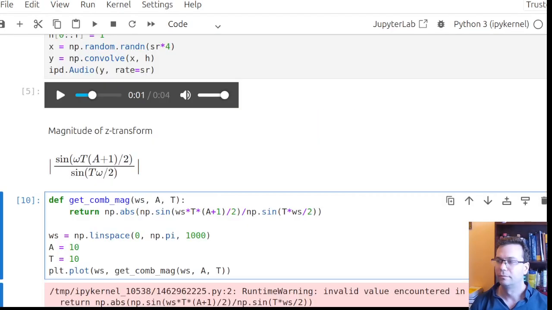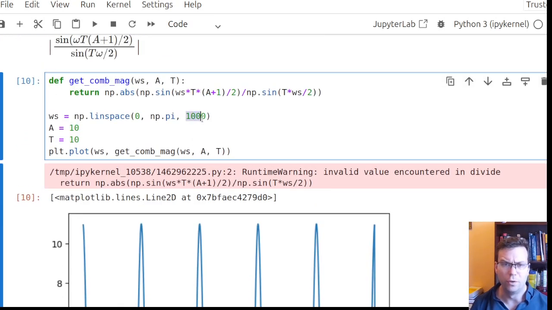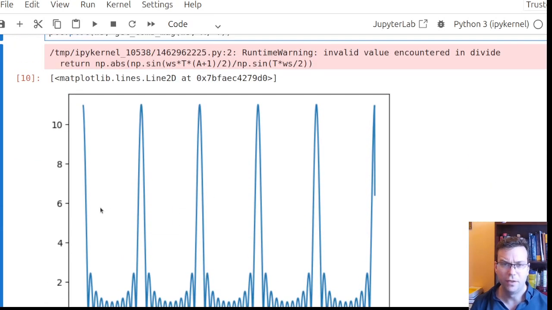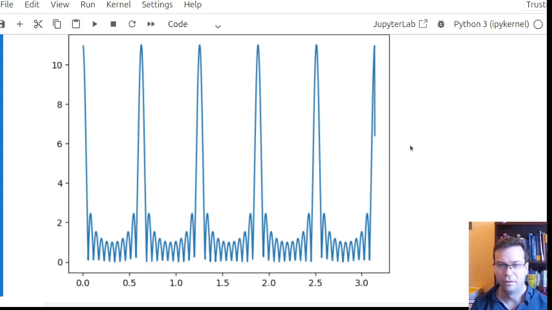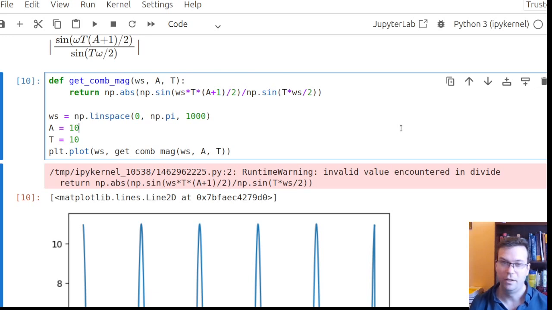Okay, so I took a second and wrote some similar code to what I did before for plotting, and I start with an example here with a equals 10 and T equals 10. And I'm going to sample a little more on the omega so you can really see this function. You get this nice periodic pattern in the z-transform. So what this is telling us is it promotes the zero frequency, but also some frequency and its harmonics. And that's exactly what we know the comb filter does, right? It gives rise to a sound that promotes some base frequency in line with the spacing in the comb, and also all of its harmonics.